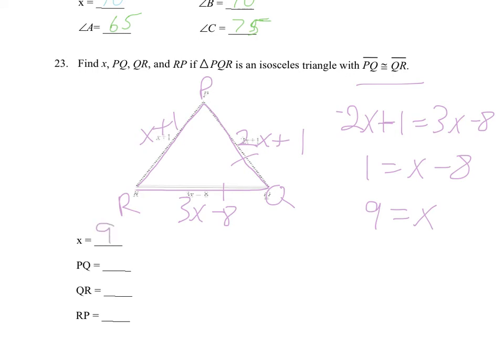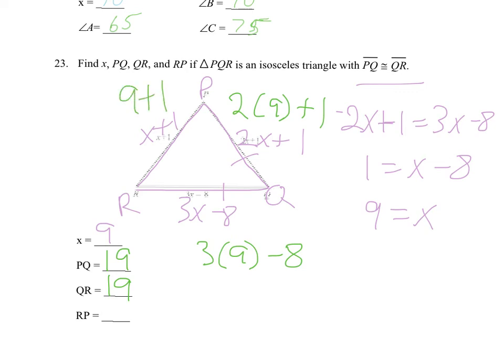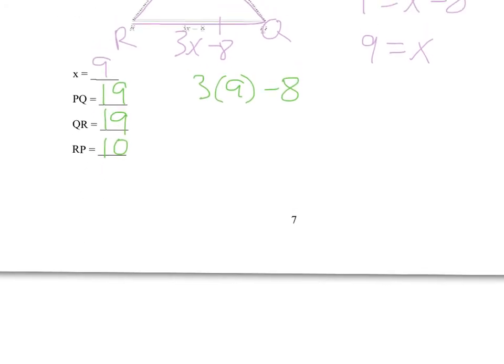How do we find the value for these? We just plug in 9 for x. So for PQ, 2 times 9 plus 1 is 19. For QR, 3 times 9 is 27. 27 minus 8 is 19. And RP, 9 plus 1 is 10. And that's all we got.